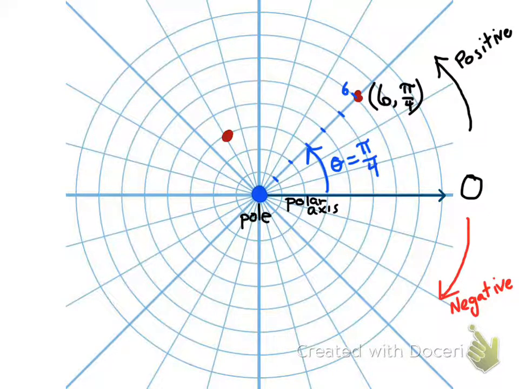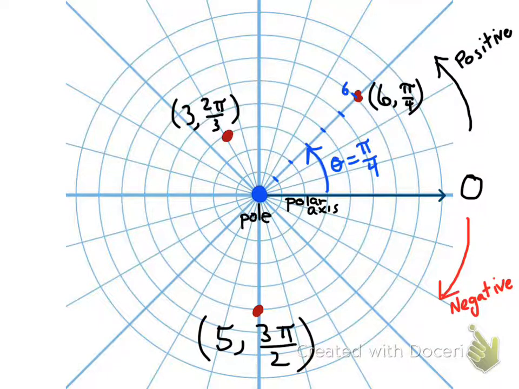Here's another point over here in quadrant 2, and you can count pretty easily there. The distance is 3, and the angle is 2 pi thirds. Therefore, 3, 2 pi thirds for that point right there. Here's another point down there right on the vertical axis, and that's 5, 3 pi halves. So you'll notice that I've picked 3 points all around this pole on our polar coordinate grid, and none of them have negative coordinates.